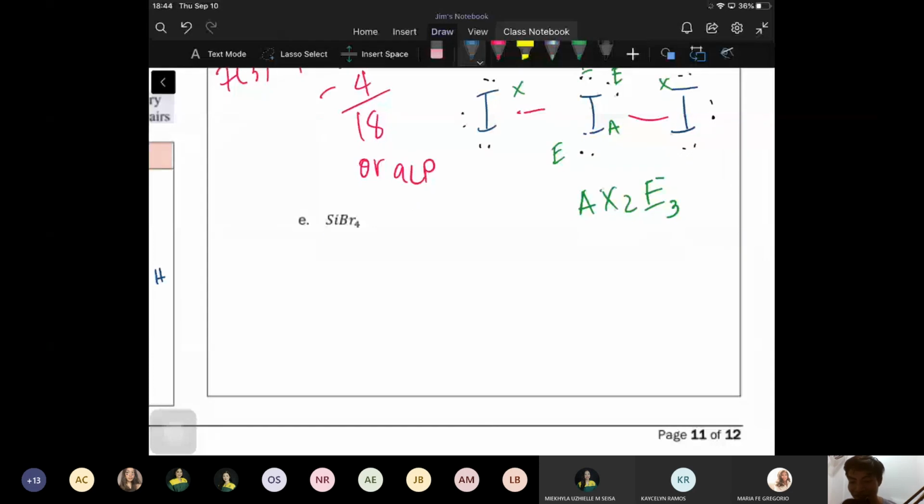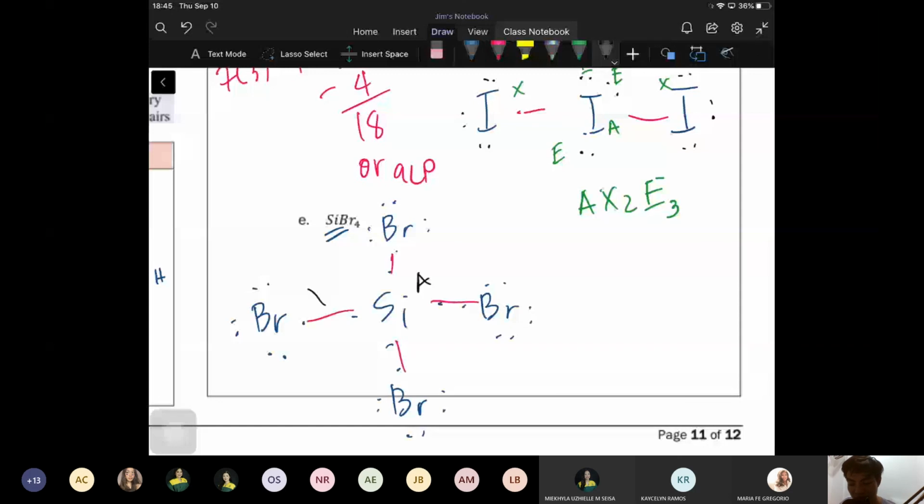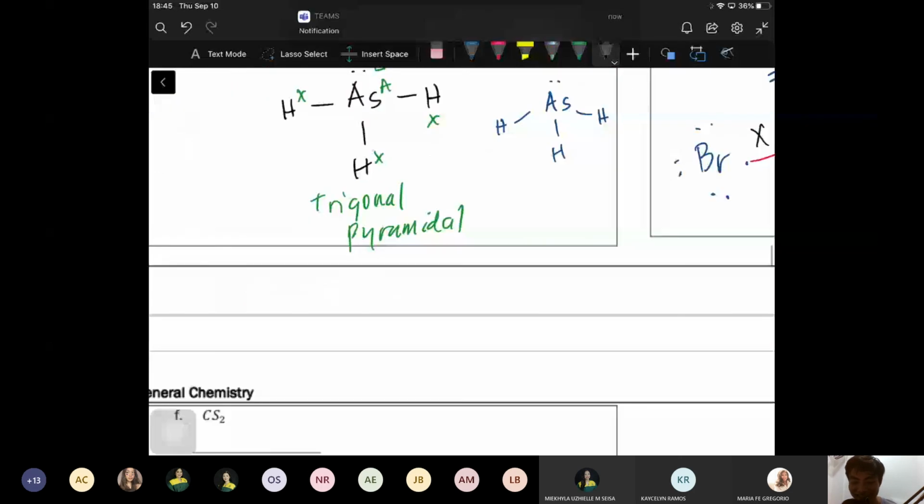Okay, more practice. SiBr4. So, silicon. Silicon is a semi-metal, so I will not use the NASO rule. Every time there's a metal or semi-metal, you just use dots. Don't complicate your lives. Let's connect. So, what's my code? A, X, X, X, X. That's AX4. Let's look. What's AX4 again? Tetrahedral. Easier to memorize, right? I really answered everything. It was tiring.